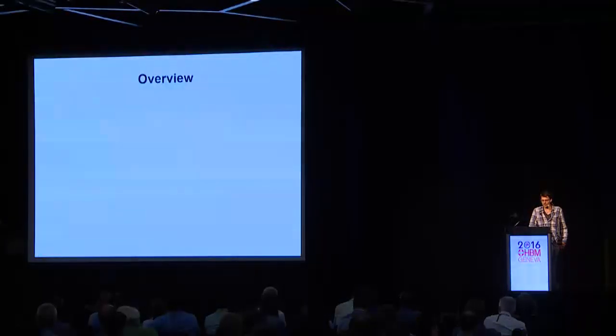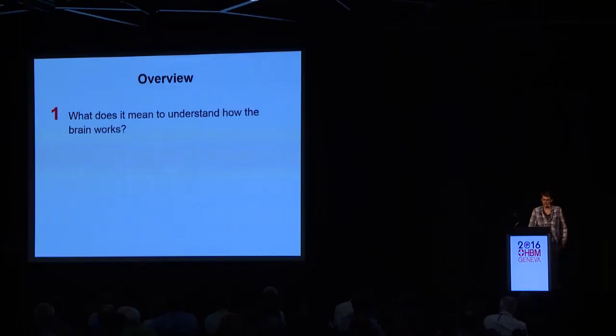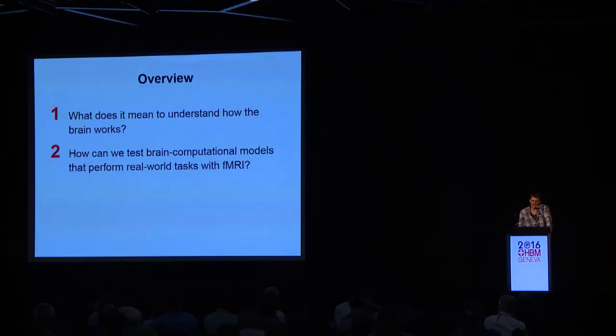So I want to talk about three questions today. The first is, what does it mean to understand how the brain works? The second is, how can we test brain computational models that perform real-world tasks with fMRI? I think this is an important direction that we have to move in.